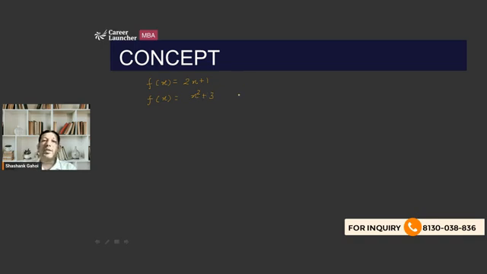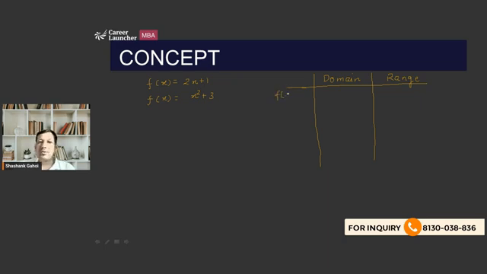Now in a function, we are going to see two things. One is called domain. Second is called range. Now, what is domain and what is range? Domain is all the possible values of x that I can put. Range is all the possible values that I am going to get of f(x). So the possible values of x are called domain. The possible values of f(x) are called range.